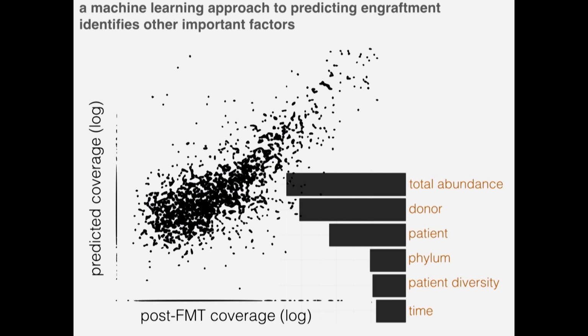And so on the x-axis is the true abundance after the FMT, and on the y-axis is what we predict. And so we can get this really good predictive model that basically tells you, given a donor and a recipient, what's going to happen to that recipient. So we're interested in understanding what factors are driving these predictions. If we look into the model, basically what's important is just the bacterial abundances and some phylogenetic effects.